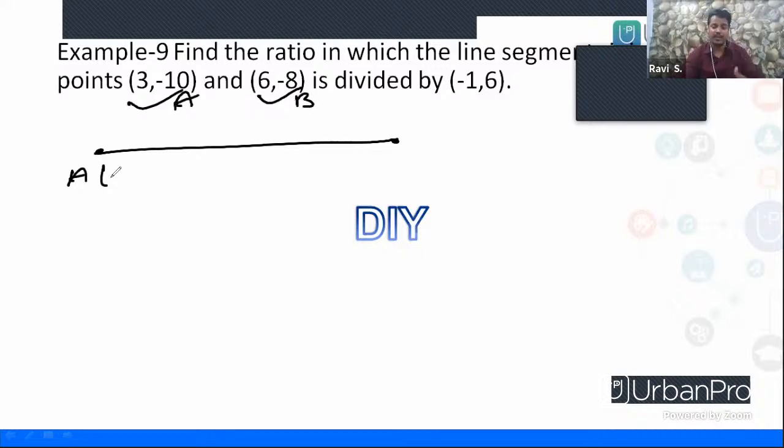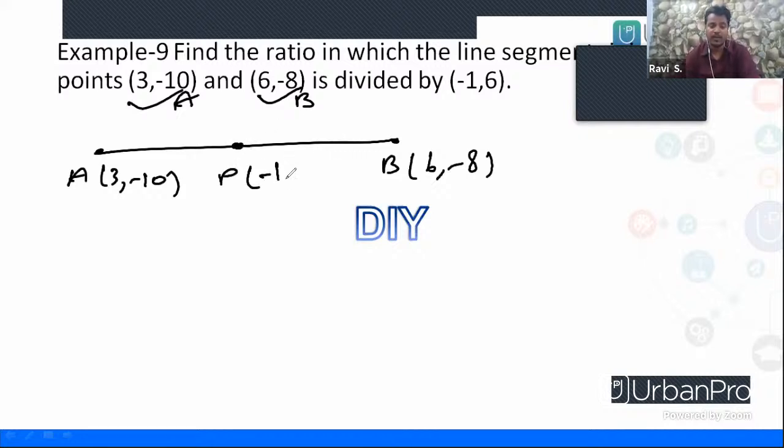Now, what is the point A here, guys? This is 3 comma minus 10 now. Okay, and B is 6 comma minus 8. Okay, and here is the point P. Suppose this is the point P here. So minus 1 comma 6. We need to find the ratio again. So as I told you, you should take the value as lambda is to 1, and the rest is your duty. Rest is your work. You have to find out the ratio.